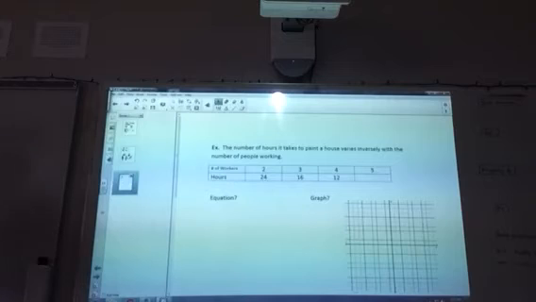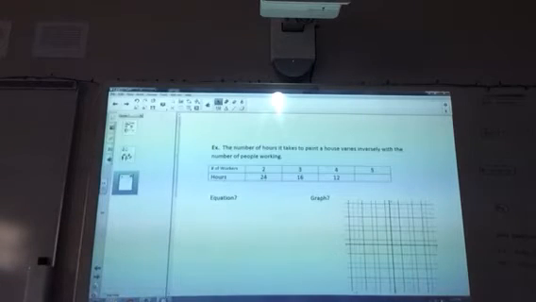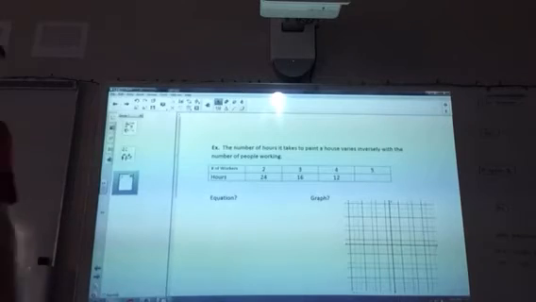This is an example little chart for us. The number of hours it takes to paint a house varies inversely with the number of people working. That should make sense, right? The more people you have working a job, the less time it should take. The less people working a job, the more time it should take. Amazing, right? Let's go and look at this chart.